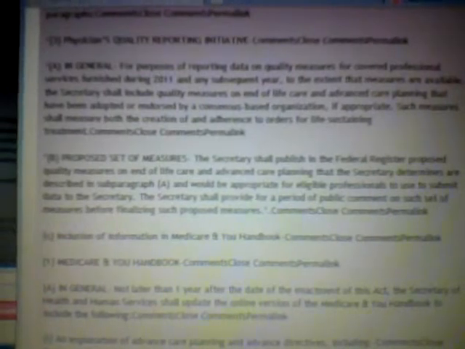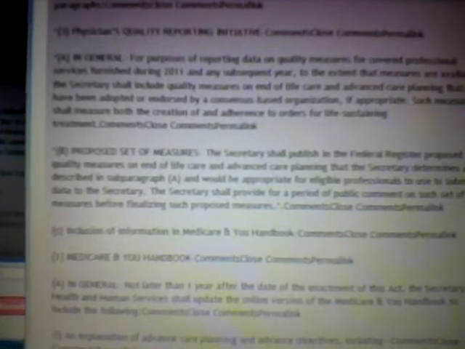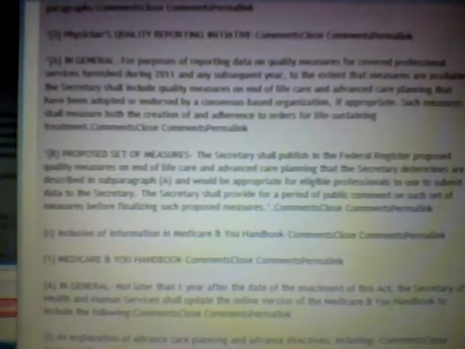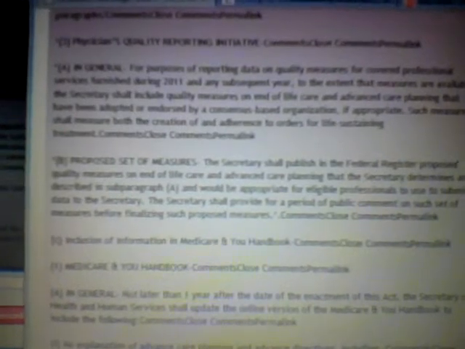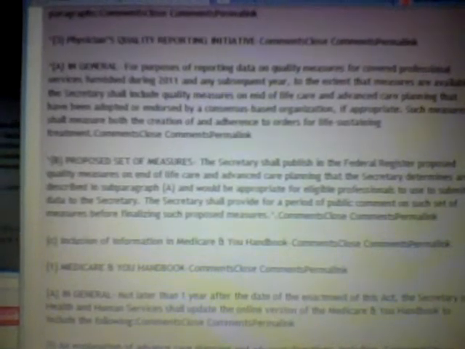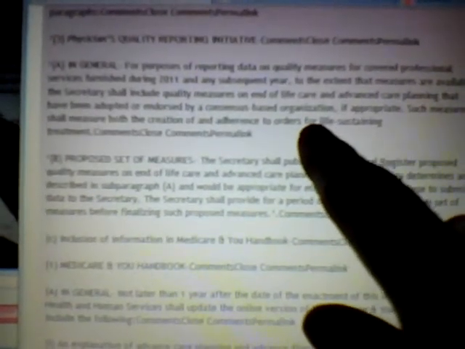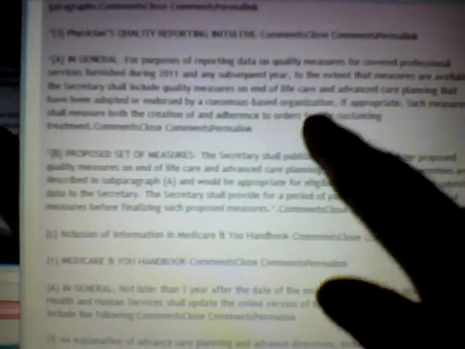In general, for purposes of reporting data on quality measures for covered professional services furnished during 2011 and any subsequent year, to the extent that measures are available, the Secretary shall include quality measures on end-of-life care and advanced care planning that have been adopted or endorsed by a consensus-based organization, if appropriate. Such measures shall measure both the creation of and adherence to orders for life-sustaining treatment. This is where people get their scary death boards, okay? This is where it came from, right here.